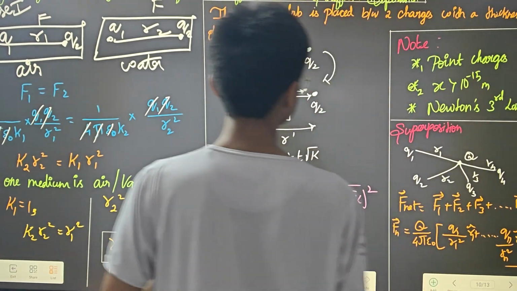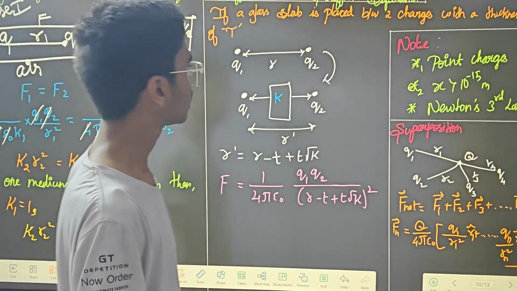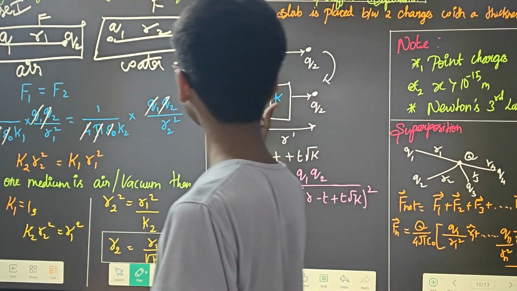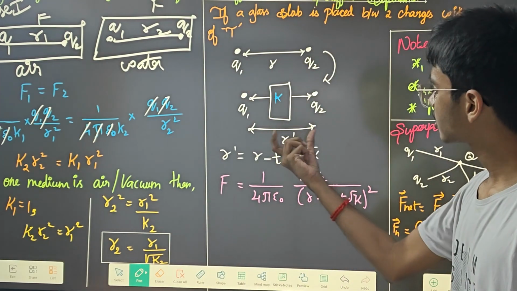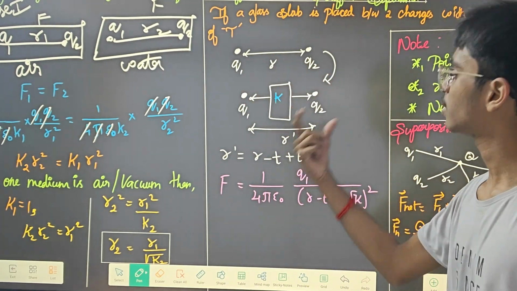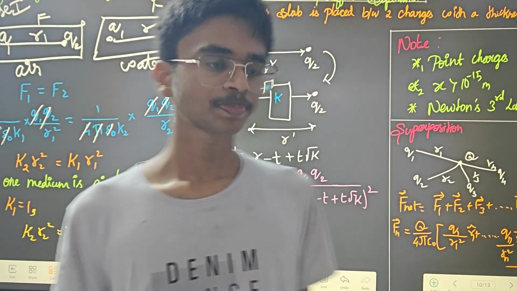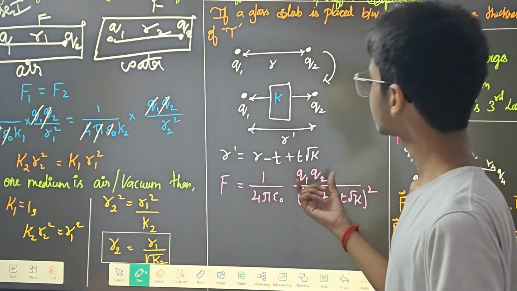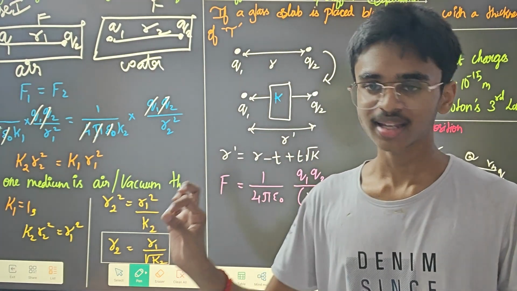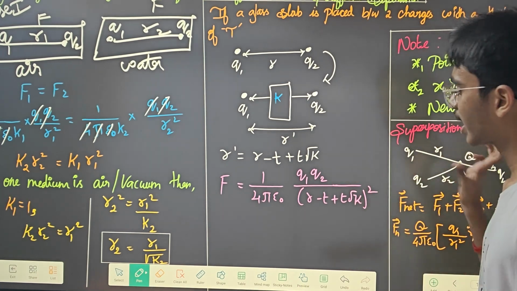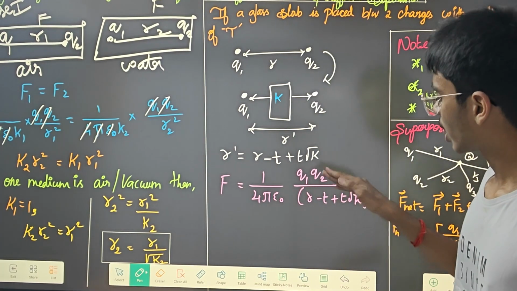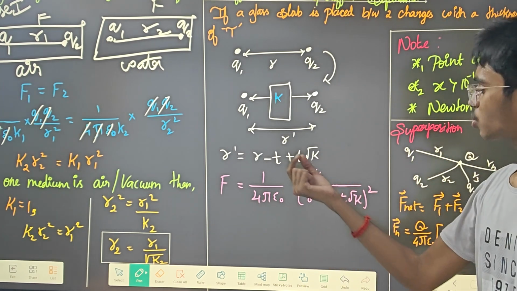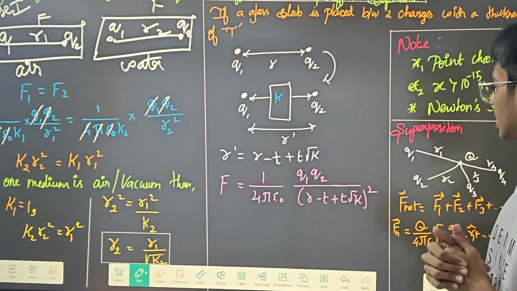Okay, next is if a glass slab is placed between two charges with a thickness of T. So that means this distance, first this R distance, has become R dash distance. This R dash is equal to R minus T plus T root over K. That means this is the new distance. So force is equal to 1 by 4 pi epsilon naught into Q1 Q2 whole divided by the new distance put in square, so R minus T plus T root over K the whole square. Like that you have to put.